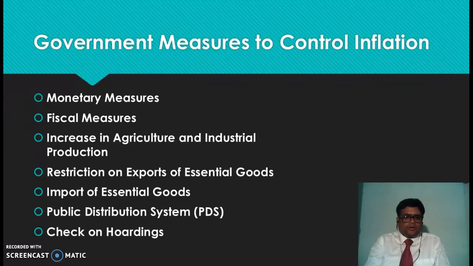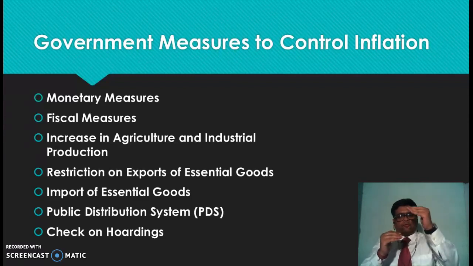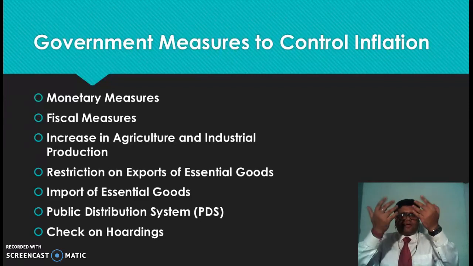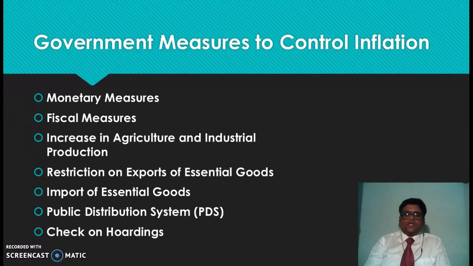Then increase in agriculture and industrial production. We need to move to those agriculture techniques where there is less dependence on monsoon, and we need to increase agriculture and industrial production so that we can bridge the gap between demand and supply, because whenever there is higher demand and less supply, prices will increase, but when there is balance, prices will automatically balance out. Restriction on export of essential goods can also help tackle the problem of inflation. On the other hand, import of essential goods, for example pulses, helps. We are a major importer of pulses, so we import pulses so that the overall prices of pulses remain balanced.